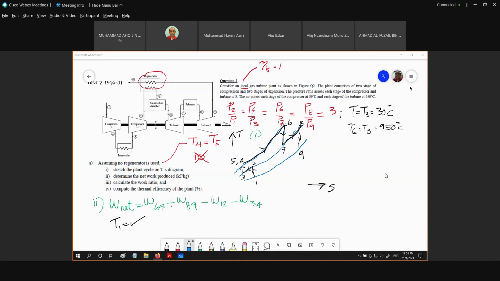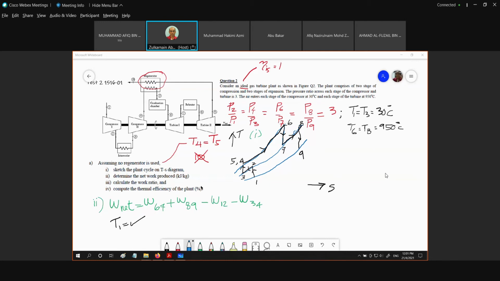Okay guys, so let us continue with this test question. Test 2, 156001. So this is the schematic diagram, and the first case that we are going to look at is without using any regenerator. So what we have right here is T4 equal to T5 because there is no regenerator, and T10 does not exist. So this is our TS diagram.